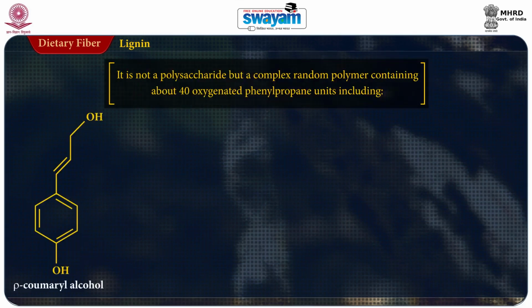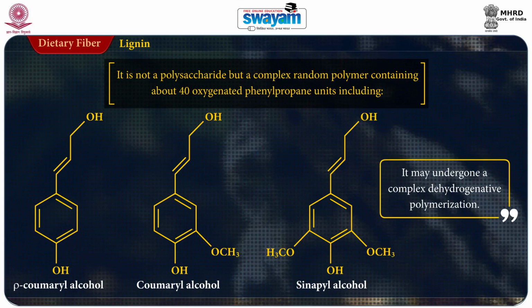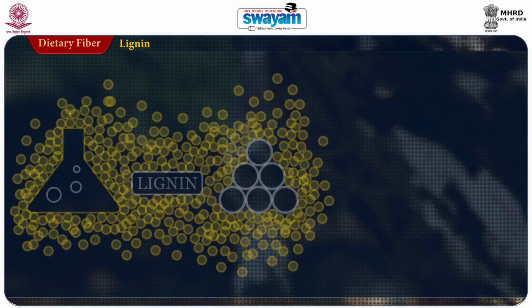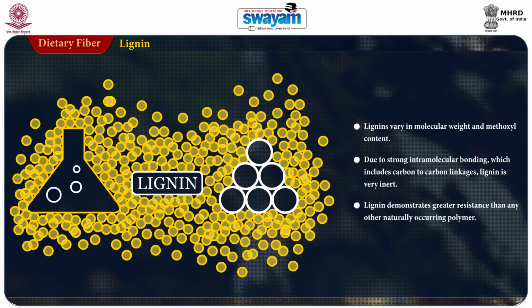Lignins. It is not a polysaccharide but a complex random polymer containing about 40 oxygenated phenylpropane units, including coniferyl and other alcohols, that have undergone a complex dehydrogenative polymerization. Lignins vary in their molecular weight and methoxyl content due to strong intramolecular bonding, which includes carbon-to-carbon linkages. Lignin is very inert. Lignins demonstrate a greater resistance than any other naturally occurring polymer.